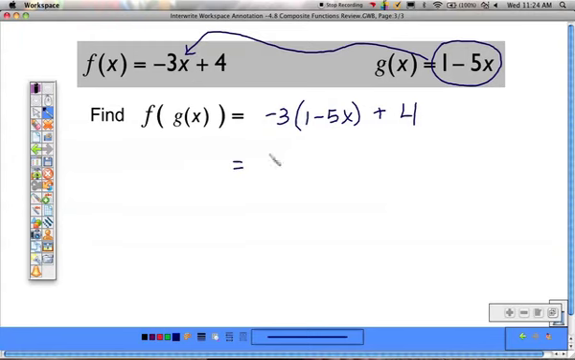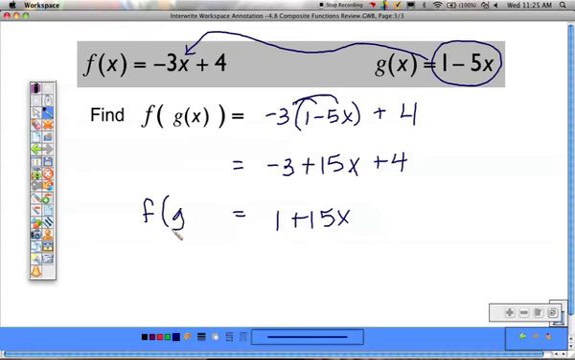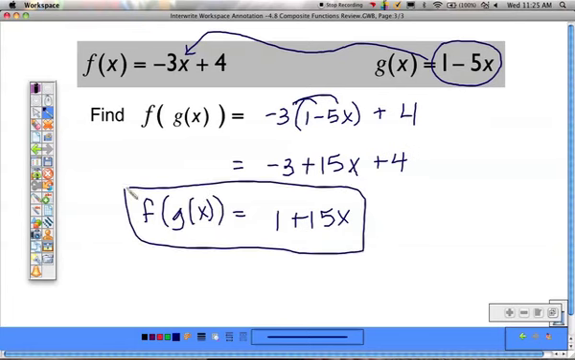And now we'll simplify. So we'll distribute. We'll get negative 3 plus 15x plus 4. Combine like terms, so you get 1 plus 15x. Or 15x plus 1. Either way is correct. So f of g of x is 1 plus 15x. So in this case, we don't get a number answer. We get an equation.